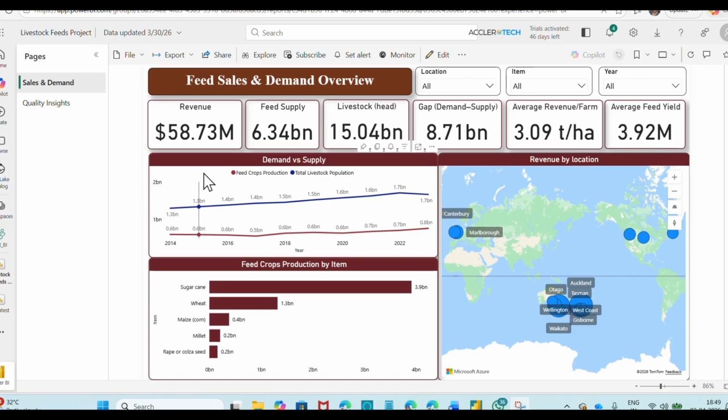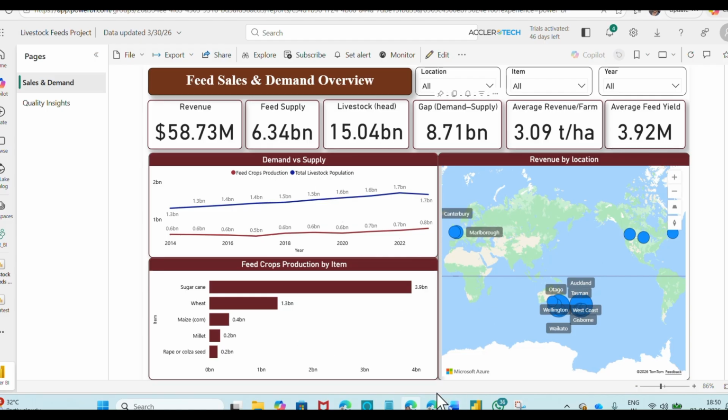So, the feed supply indicator indicates the overall availability, the livestock demand indicator indicates the demand intensity, the demand-supply gap shows the operational pressure signal, and the commercial performance indicator shows the business outcome view. And below these are the three visuals.